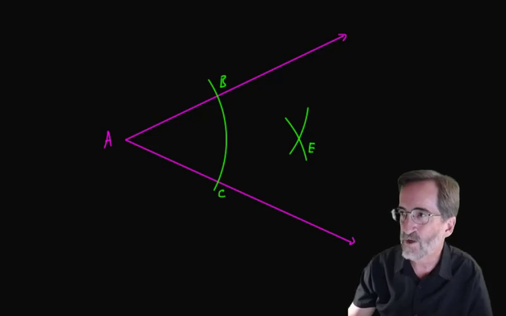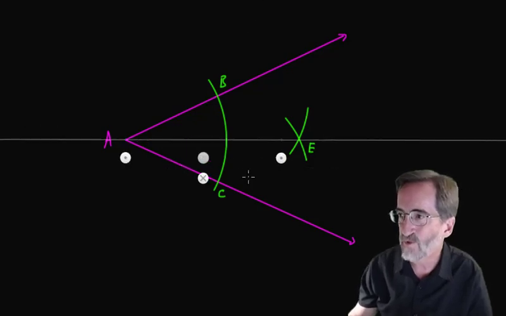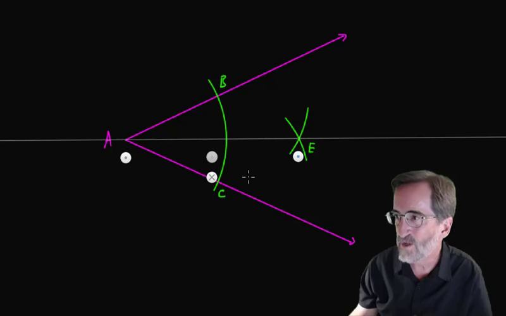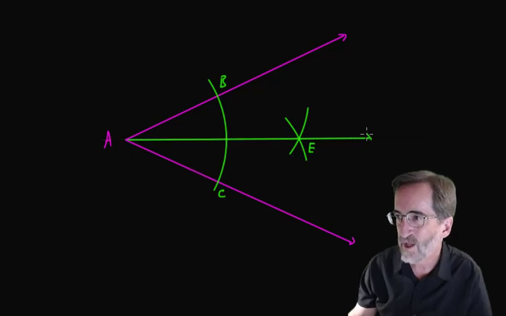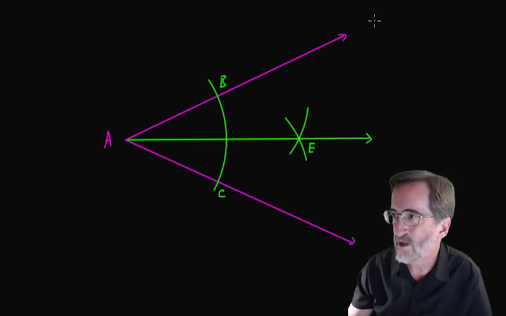And I'm going to draw a ray from A through E. And now ray AE is the angle bisector of angle BAC, or angle A. So, a little notation: ray AE bisects angle BAC. Vertex goes in the middle.